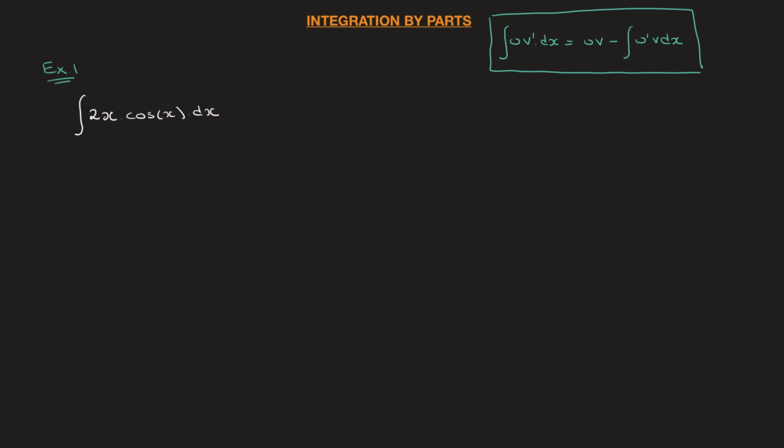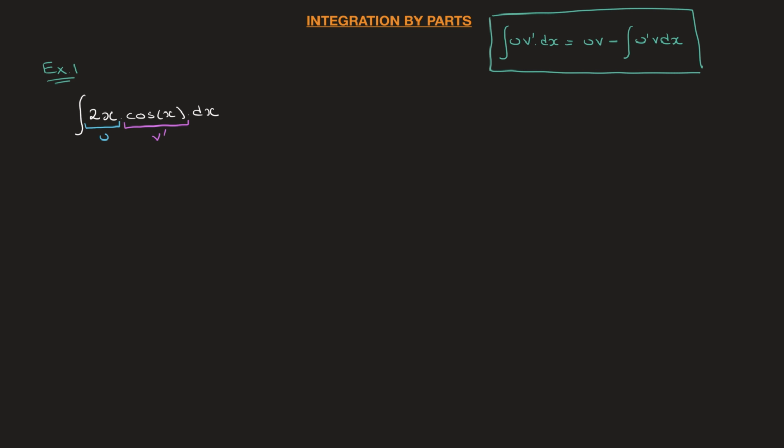So here we go. Looking at the two functions here, I'll go ahead and call the 2x we have here u and the cosine of x we have here v dash. So that at this stage, the integral we have here matches the left-hand side of this formula. Now looking at the right-hand side, hopefully it's clear I need to figure out what v is, and I also need to figure out what u dash is.